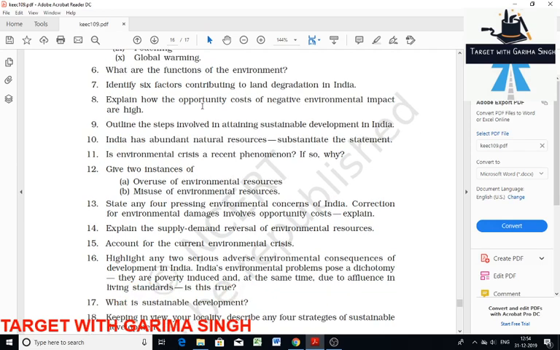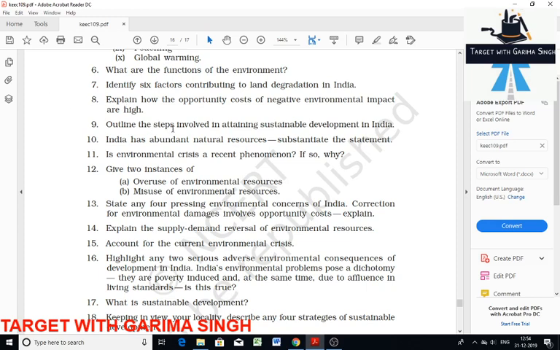Explain how the opportunity cost of negative environmental impact is high. Opportunity cost is the cost of the alternative or opportunity given up. The economy has to pay a huge amount for damage done to human health. The health costs due to degraded environmental quality have resulted in diseases like asthma and cholera. Huge expenditure is incurred in treating the diseases.